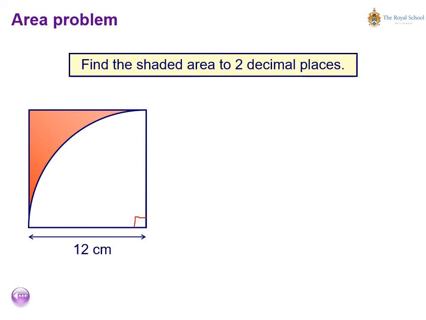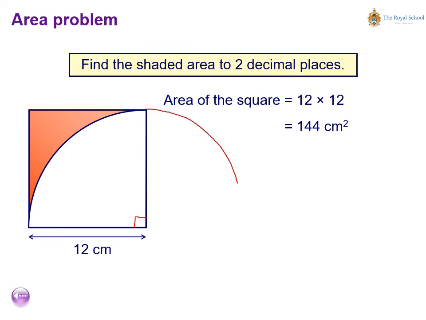So we need to think about this shape as a large square, but with a quarter of a circle removed from it. So area of the square, 12 times 12. So that's going to give us area of the square as 144 centimeters squared. But we now need to remove this quarter circle from it. So if we imagine this being a full circle, then actually this 12 centimeters is going to be a radius for it, which is quite fantastic if we're working out area of a circle, because we need the radius.